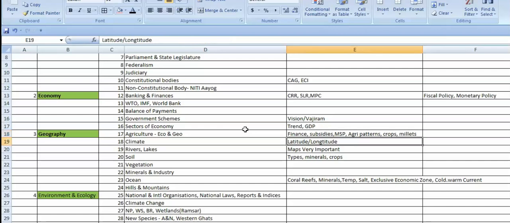Next one is the climate. Now, when it comes to climate, it is not about climate change, not that, but here you have to concentrate on longitude and latitude. What are the basic equatorial climate, tropical, tundra, and all these things. The latitude and longitude part.